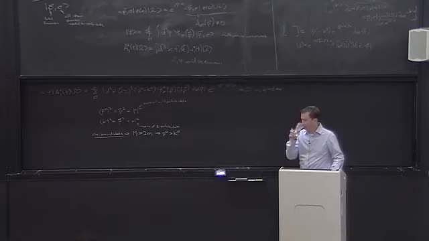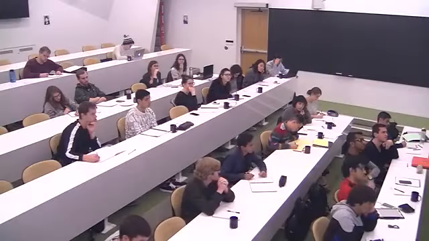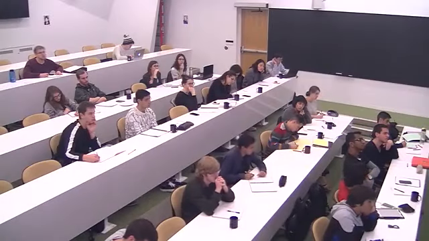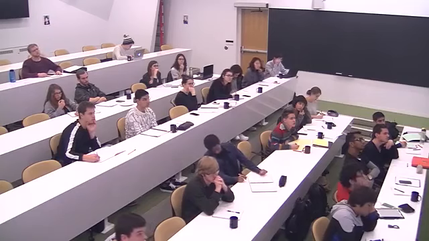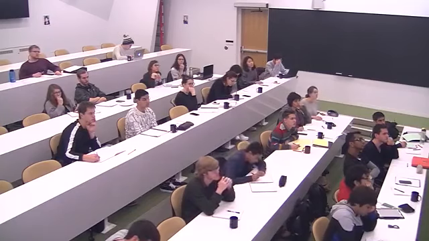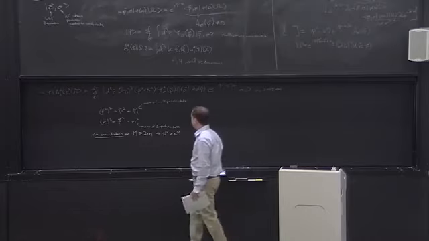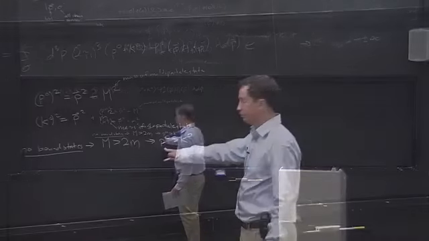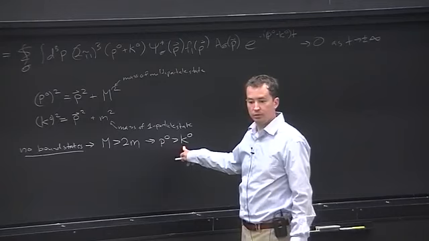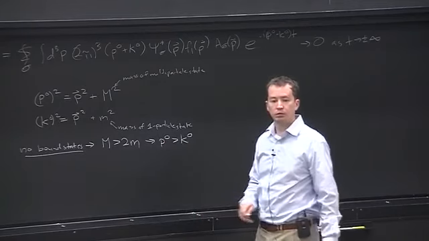Wouldn't you be able to recover the previous result by setting psi and f to delta functions? We should be able to. In that case, it's no longer true that P naught is different from K naught.